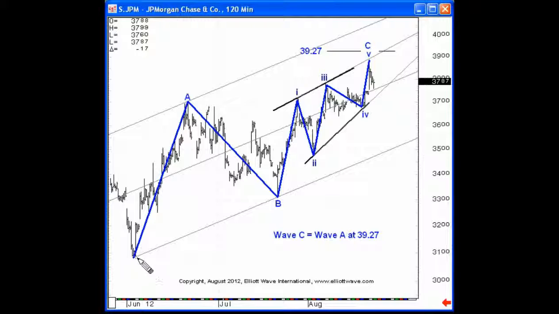Also, we know that counter-trend price action tends to be contained by parallel lines, as is this price move right here. And we also know that the most common relationship found within a zigzag is equality between wave C and wave A. Well, wave C equals wave A at 39.27. And as you can see, we pushed just a little bit below that level in yesterday's trading. My point here is that rather than getting caught up in the complexities of this structure, simply lean back.